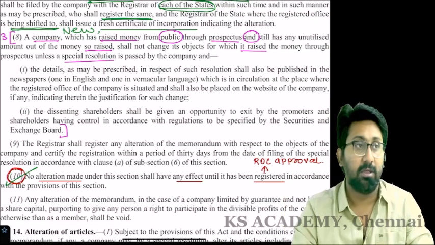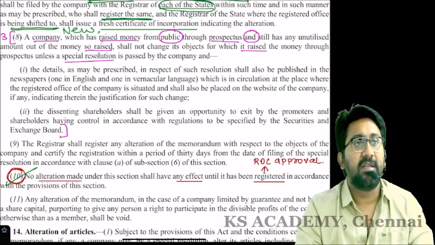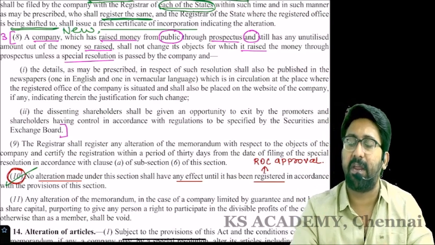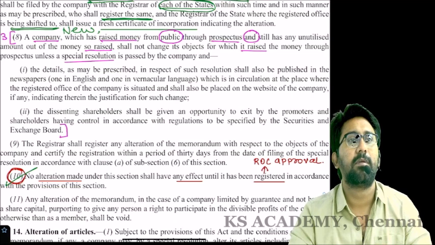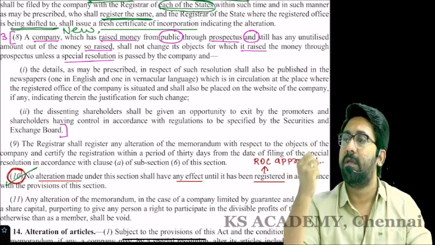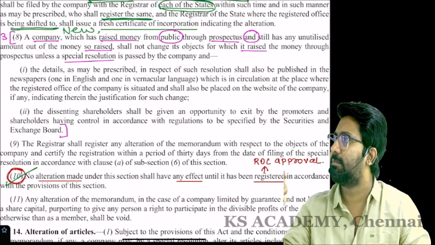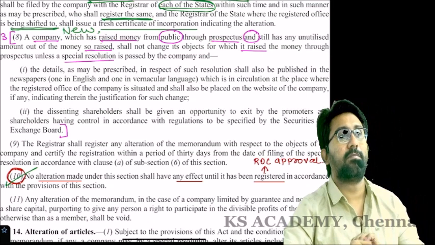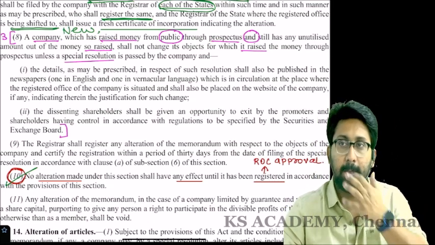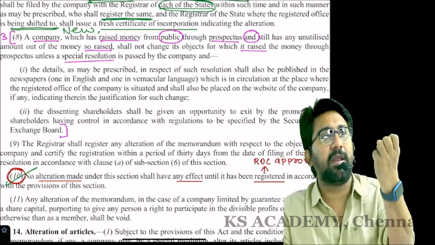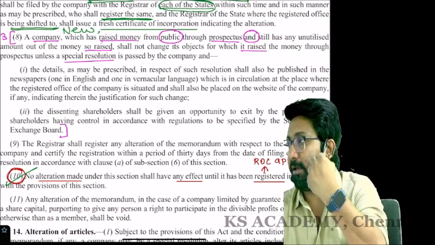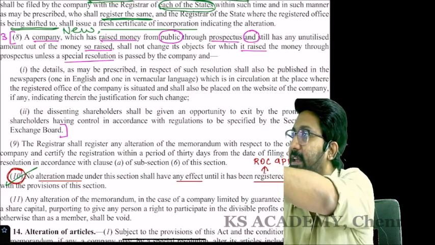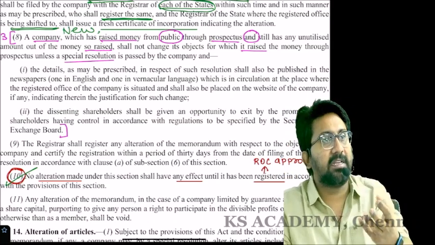First point: section 13.8 is talking about what? Public company, private company, listed public company. It has raised money from the public. Now listen carefully. Point is, I raised money from whom? Public. Everyone read the section properly, yeah? It raised money from the public.